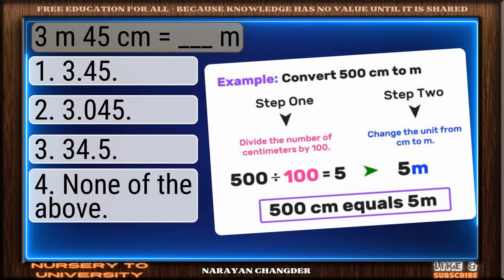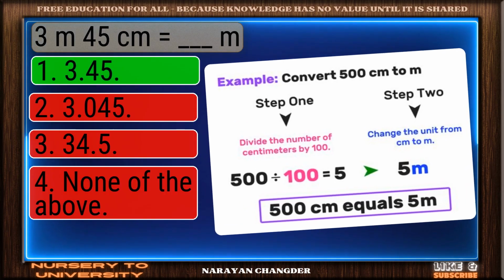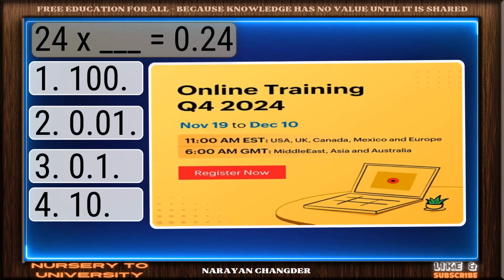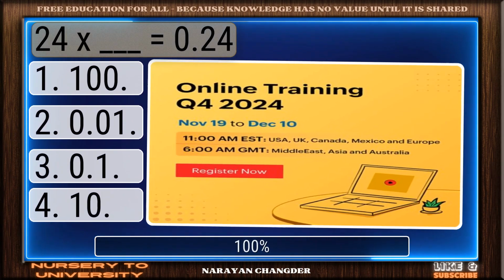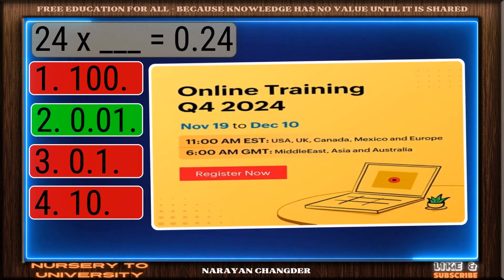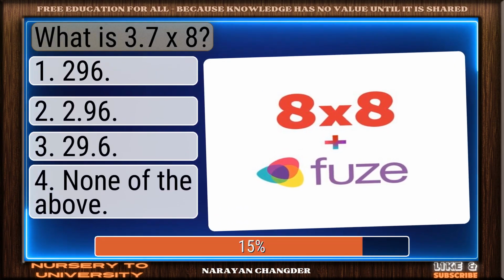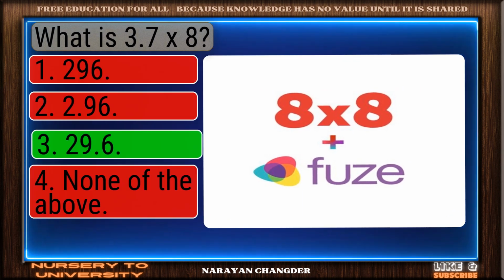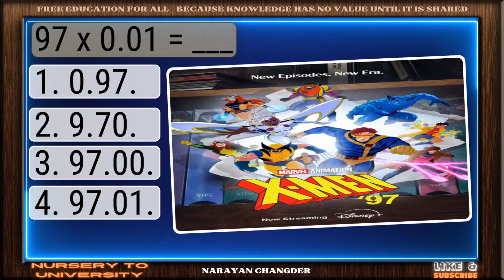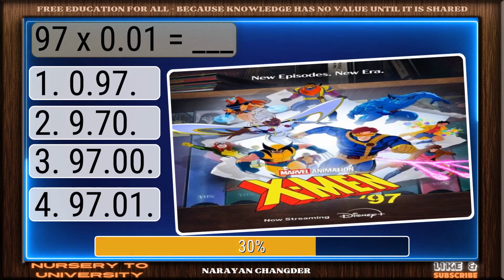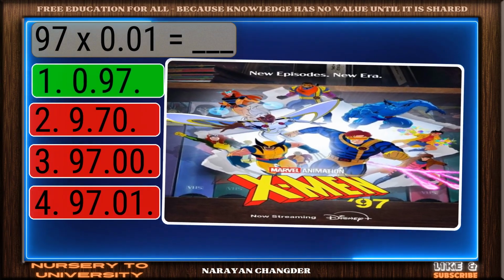3 m 45 cm equal to a dash m. Perfect. 345 is the correct choice. 24 is equal to 0.04. Exactly. 0.01 makes sense and it is right choice. What is 3.8? You chose 29.6 and it is correct. Nice, 1 equal to dash. Smart move. 0.97 is an accurate answer.